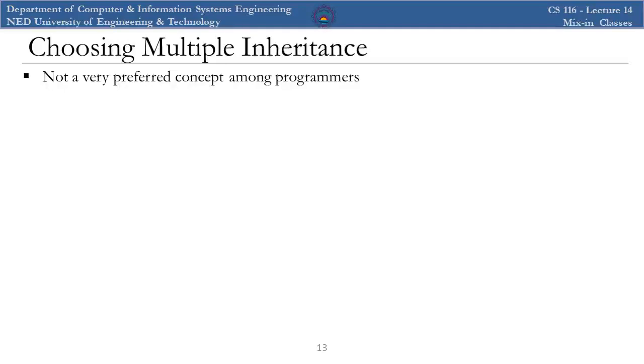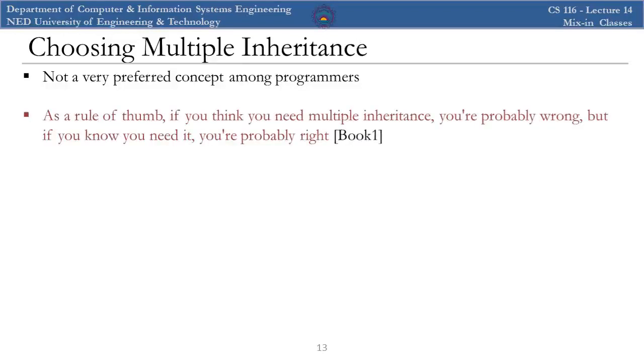This is the statement from your textbook, book 1 by Dusty Phillips, which I really liked: as a rule of thumb, if you think you need multiple inheritance, you are probably wrong. But if you know you need it, you are probably right. Like, only use multiple inheritance when you are absolutely sure that there is no other choice.